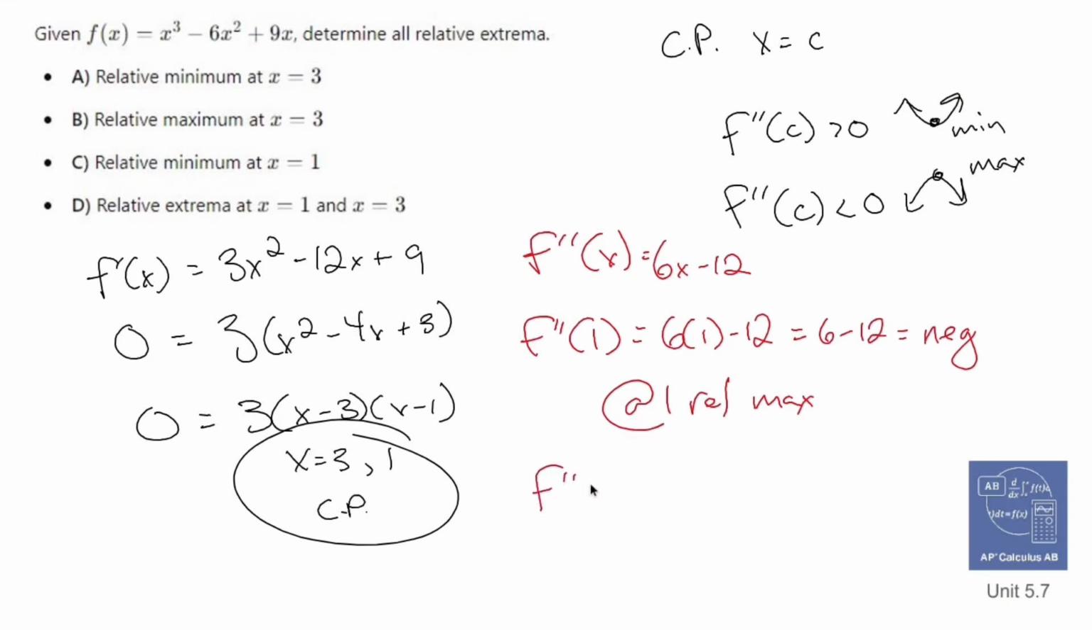F double prime of, what's the other one, 3, is going to be 6 times 3 minus 12, which is 18 minus 12, which is positive. So at 3, since it's positive, I have a relative minimum.